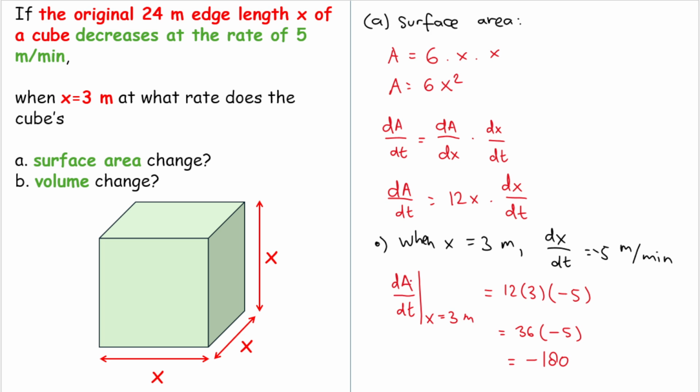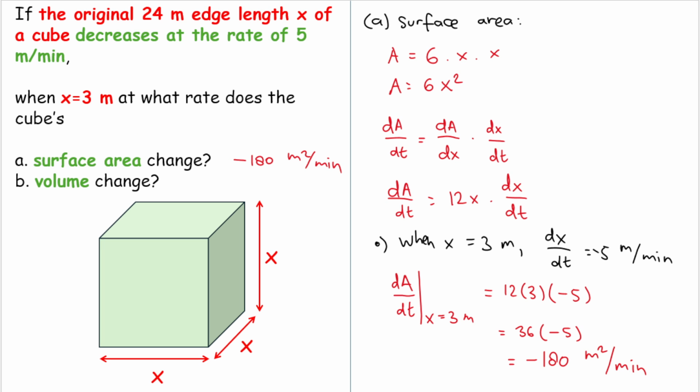How about the unit? This is the surface area, right? And the x is in meter, so I will have meter squared. And dt is the time, and this time is in minutes, so I'll have meter squared per minute. So the answer for question A, at what rate does the cube surface area change? I will have minus 180 meter squared per minute. The minus sign means that the cube is shrinking. Okay, and that is the answer for question A.